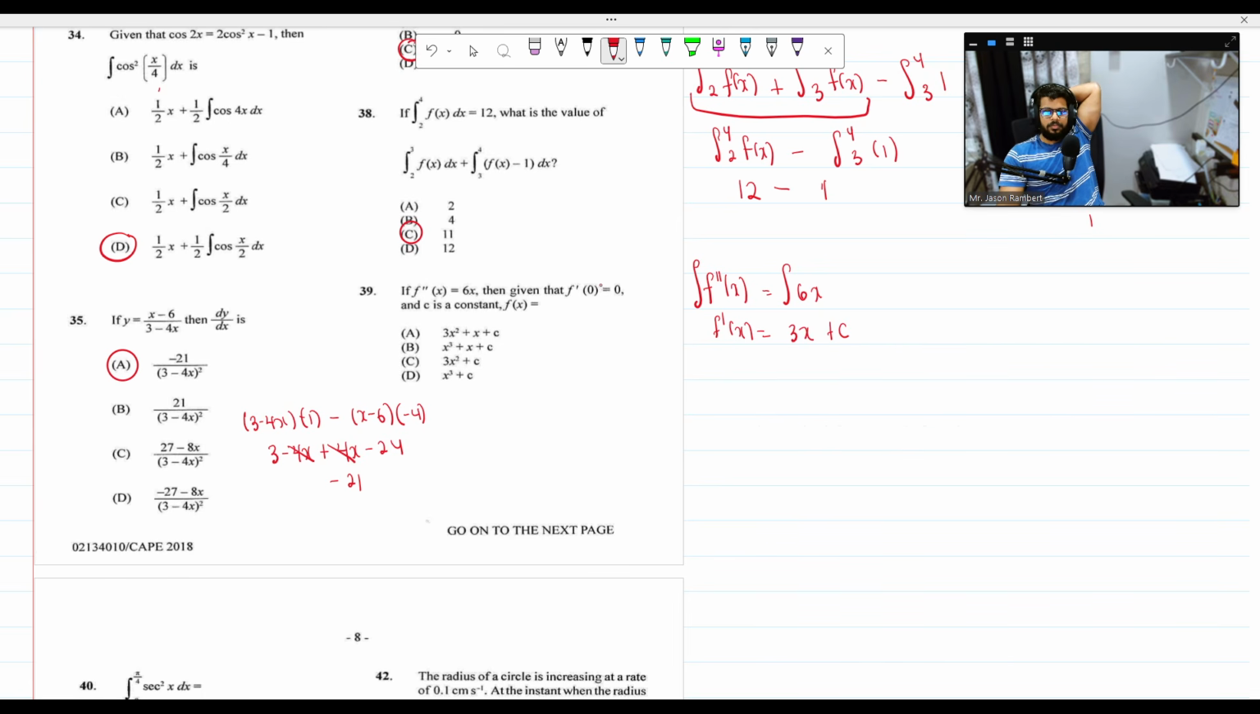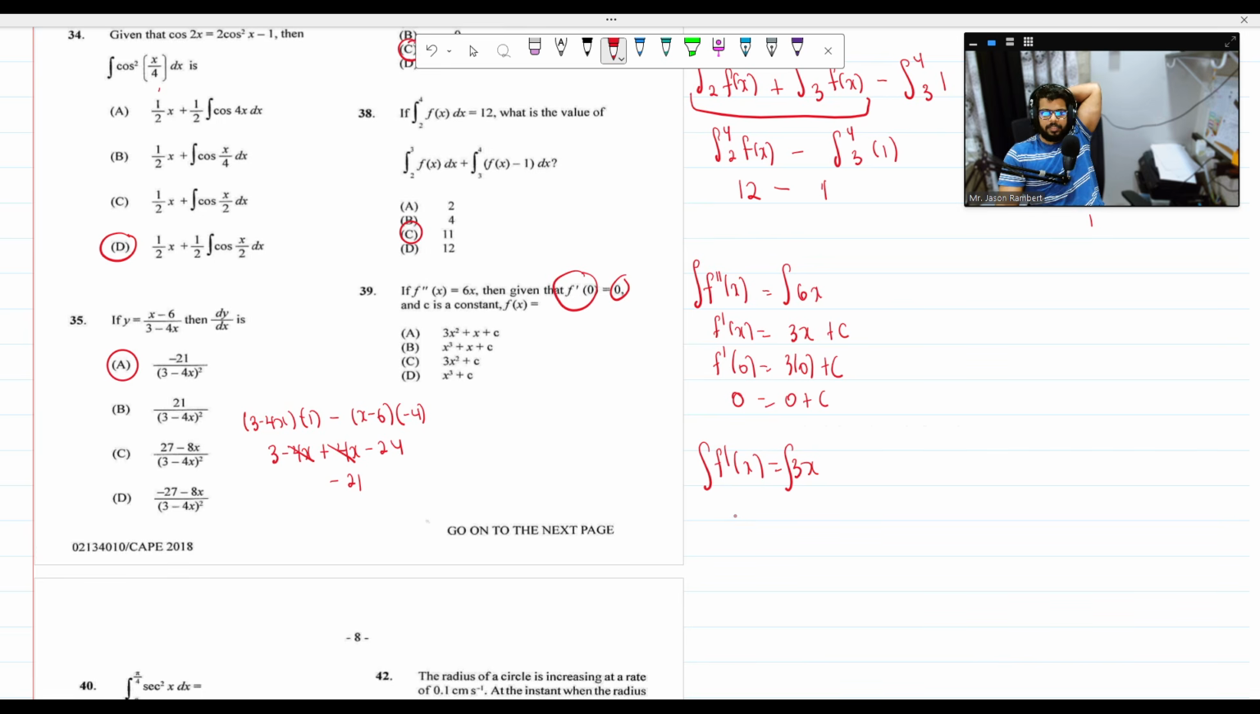They say f dash 0 is 3 into 0 plus c. And they say that f dash 0 is 0. So 0 is equal to 0 plus c, and I get c to be 0. So f dash x is equal to just 3x.